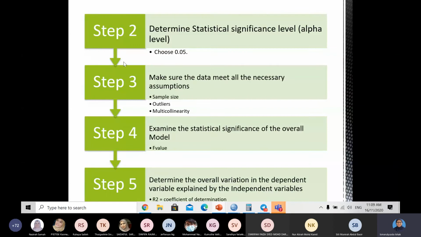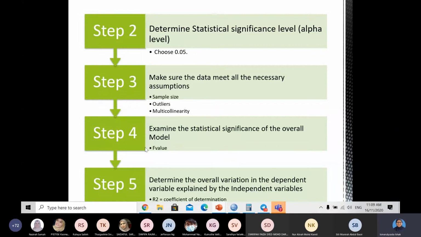Step 2, determine your alpha. By default it is 0.05. Step 3, make sure all data meet the necessary assumptions: sample size, outliers, multicollinearity, and homoscedasticity. Make sure these are met. Step 4, examine the statistical significance of the overall model.